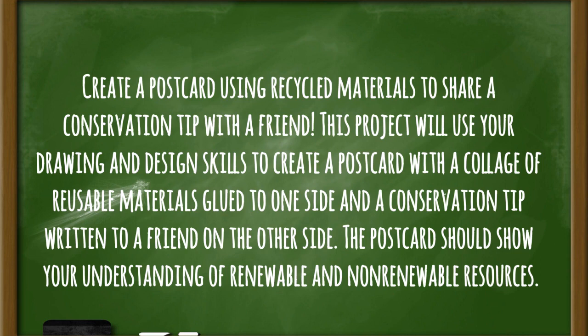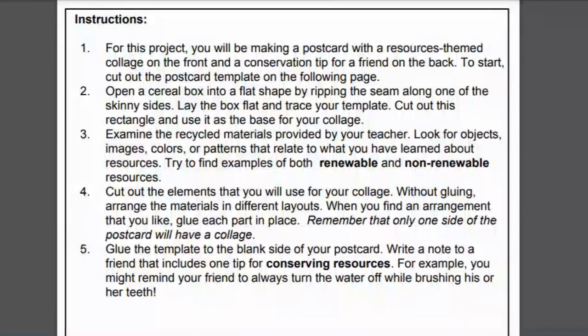So let me break down the steps of this activity and how it's going to work. And you'll get these written out from your teacher later. For this project, you'll be making a postcard, just like we talked about. You're going to be given specific materials, and one of those materials is going to be a cereal box. You're going to open the cereal box into a flat shape by ripping the seams along one of the skinny sides. You don't want to rip it too much, so you're going to lay the box flat, and then you'll trace your template out. You'll cut that out of your rectangle and use it as the base for your collage. So what you cut out of the cereal box is going to be the base of your postcard.